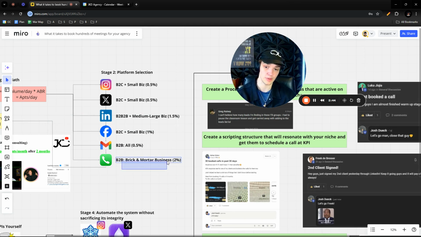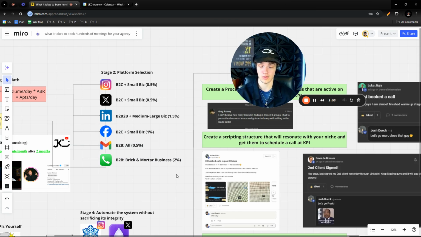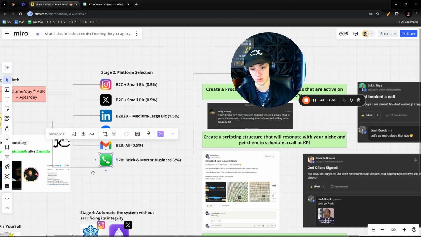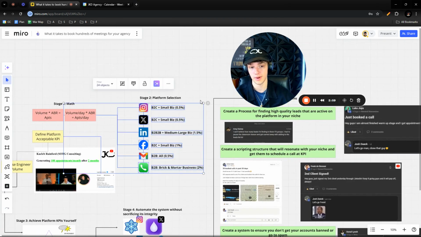And then if you are targeting brick and mortar businesses, you can achieve a 2% appointment booking rate here, right? Meaning you do 50 dials, you're typically going to get 1 appointment from that. Obviously, this can be better or worse depending on your skill of actual cold calling, okay? Now, these are the main platforms. You should have some idea of where your niche is and what you should use in terms of your platform.